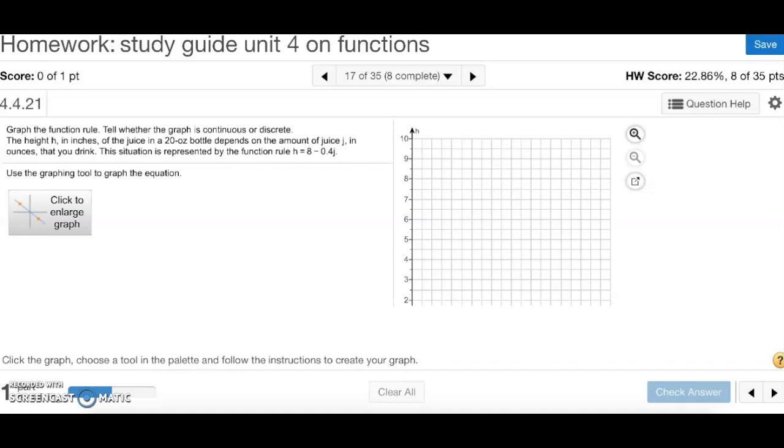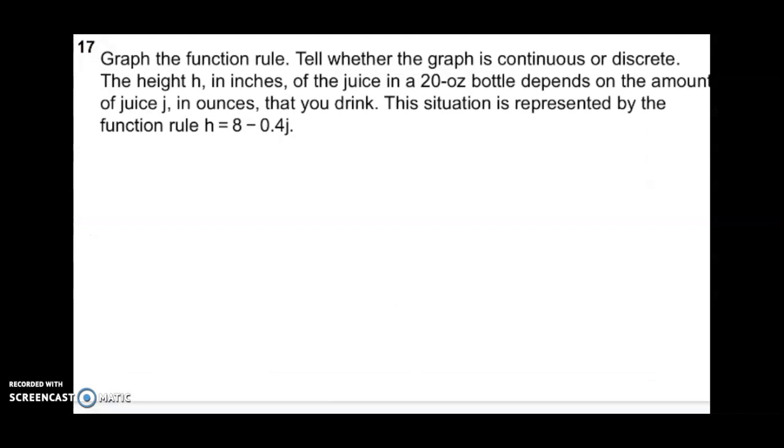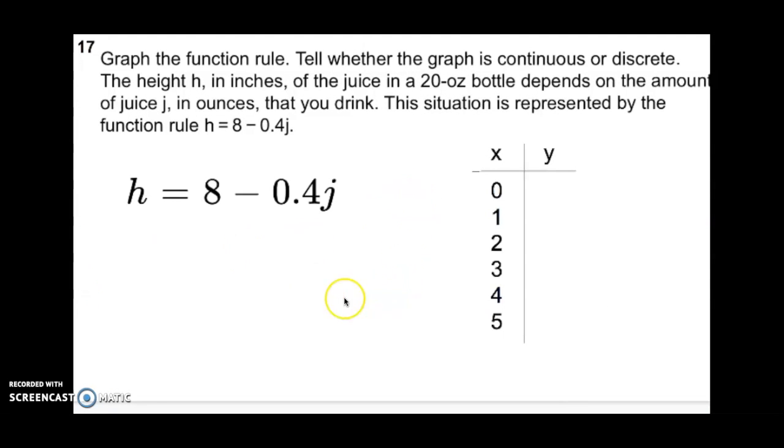Number 17, graph the function rule. Tell whether the graph is continuous or discrete. The height h in inches of the juice in the 20-ounce bottle depends on the amount of juice J in ounces that you drink. This situation is represented by the function rule h equals 8 minus 0.4J. So we need to create a table of values to find a couple coordinates to graph. So let's do that. I make a t-chart with x's and y's.